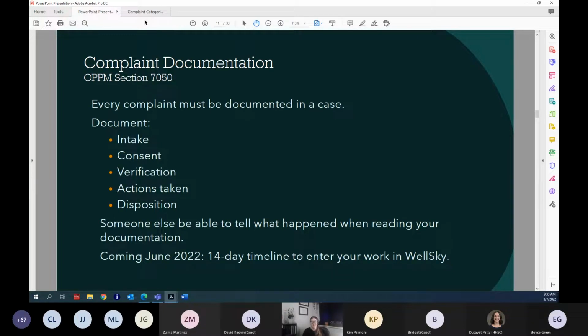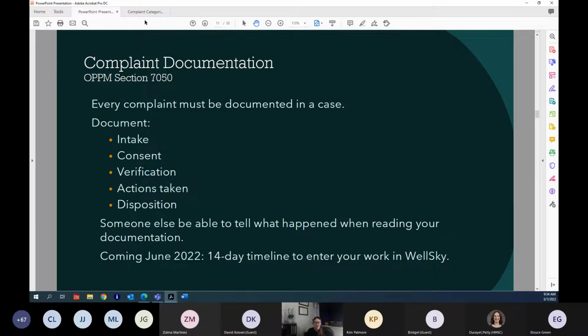Someone else, and I should have highlighted and bolded this too, somebody else must be able to tell what happened when reading your documentation. So like I said in one of my earliest slides, it really needs to stand alone. If somebody who did not work on the complaint is unfamiliar with it, they should be able to read it and know what the ombudsman did, what the resident wanted, what happened, and not be confused on the steps that were taken.